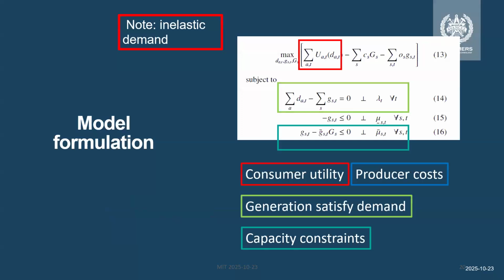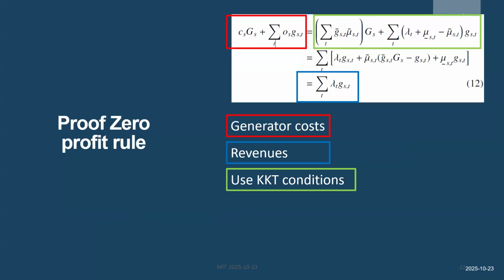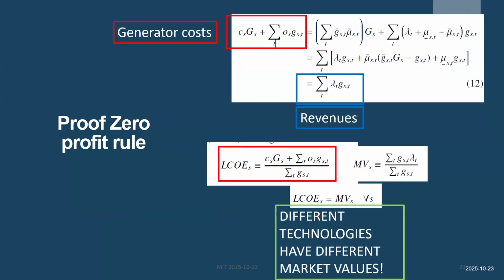So we also proved this analytically, and you can look at it in the paper if you're interested. It's not at all complicated. We formulate a model that just maximizes welfare, very standard. We take the KKT conditions for the optimal solution, and we use them to prove the zero profit rule. And here, I just want to highlight that you see the LCOE equals the market value, but there's an index also. So different technologies have different market values. Nothing strange about that. It's like your plate with potatoes and meat and vegetables. They don't have the same value. They have different LCOEs and different market values.